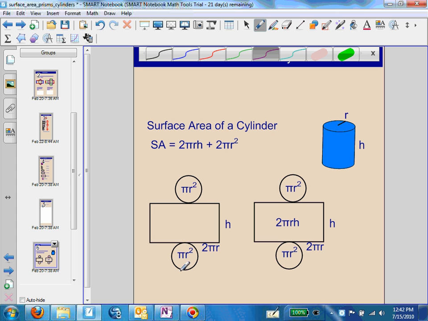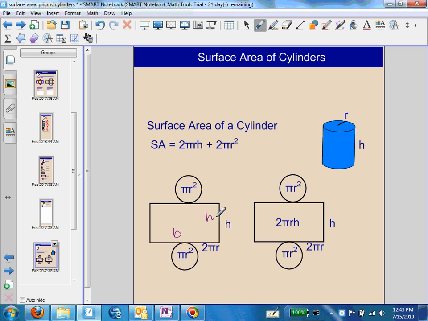We can see that a cylinder is made up of a circle at the top and a circle at the bottom, and we know that the area of a circle is pi r squared. Since they have the same area, they'll both have the same pi r squared, the same radius for each of them. And then we have the part that connects the two circles, the two bases, and if you unroll it, it's actually a rectangle. So it's really going to be base times height to find the area.